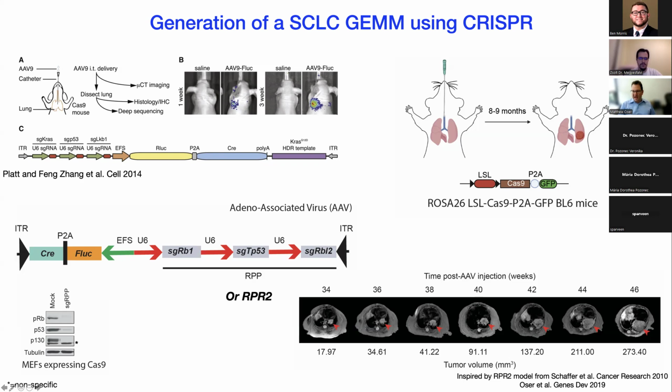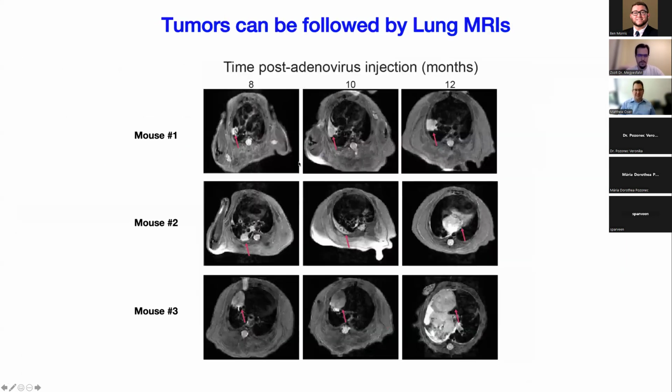And then we basically tracked tumors over time. Around 8 to 9 months after intratracheal injection of this all-in-one AAV, we started to see most mice form tumors. The latencies are somewhere between 8 and 10 months. And by 12 months, almost all mice succumb to their disease. So these are just some examples of some of the original mice that we were imaging over time.